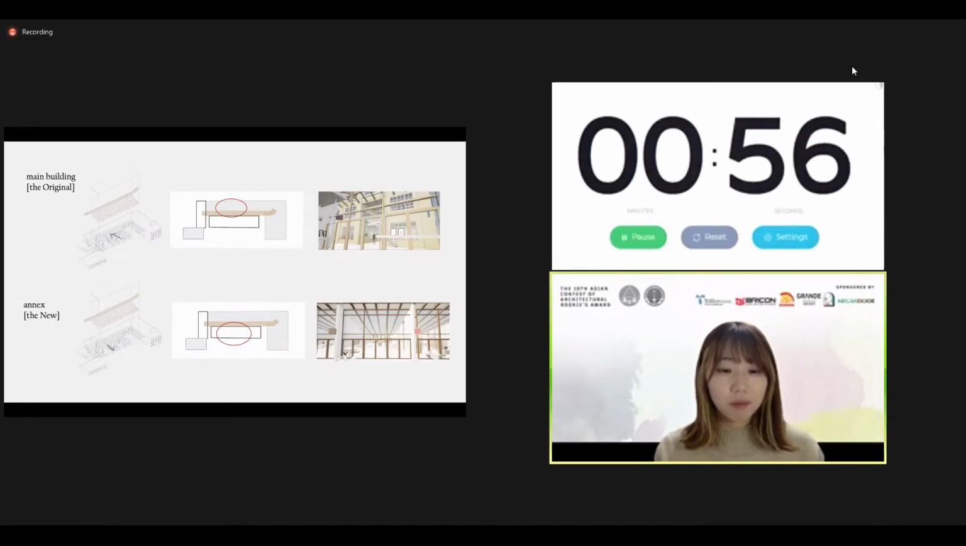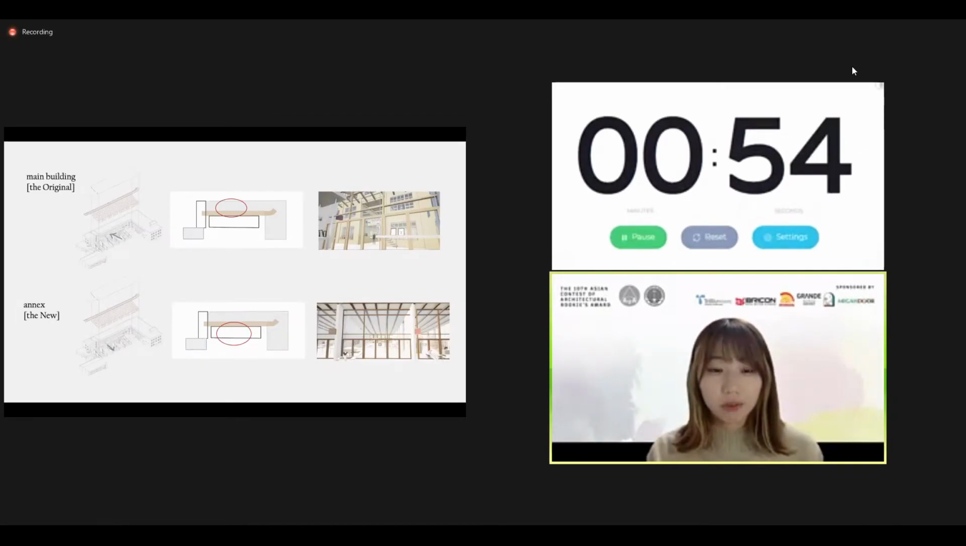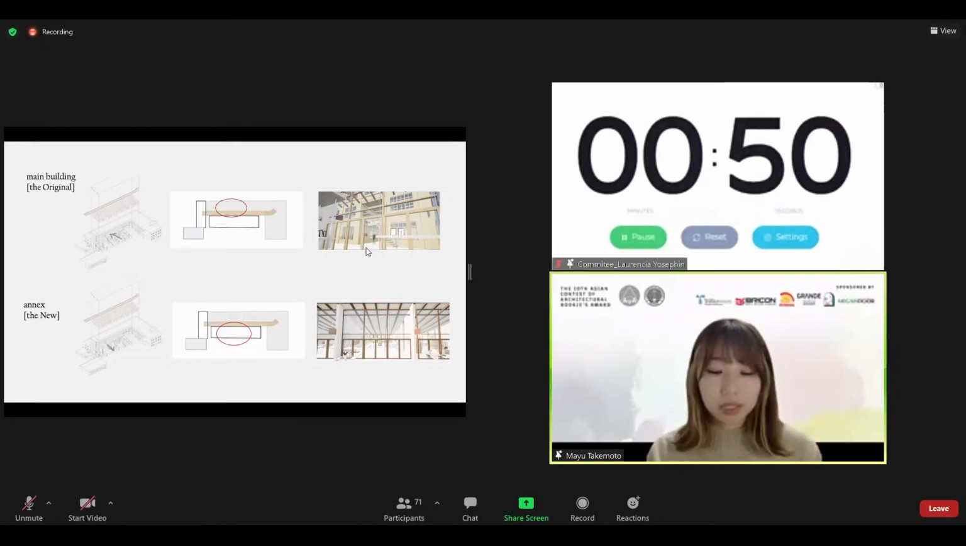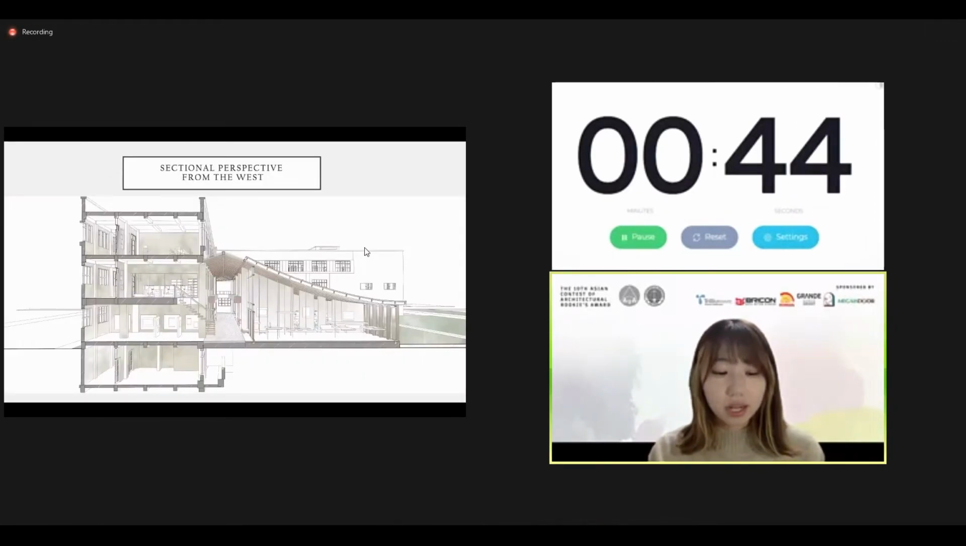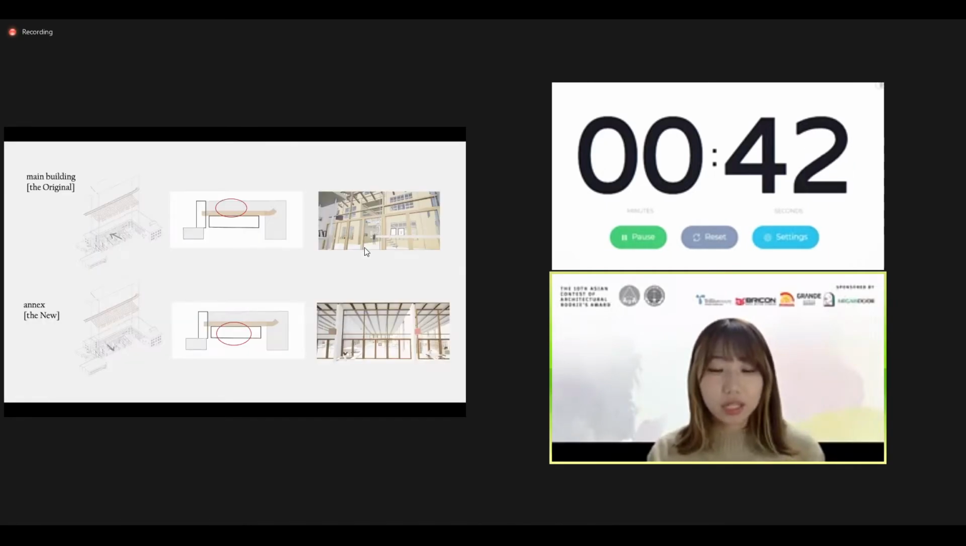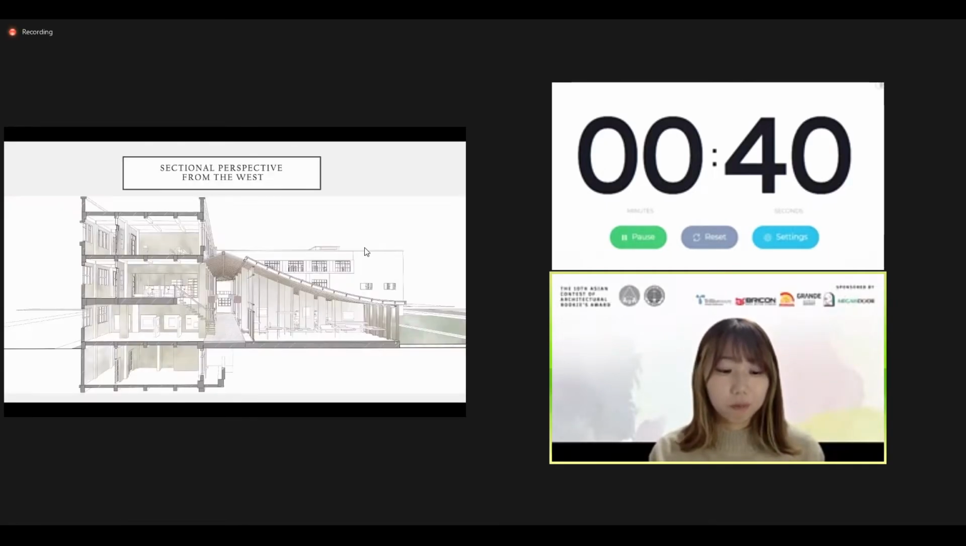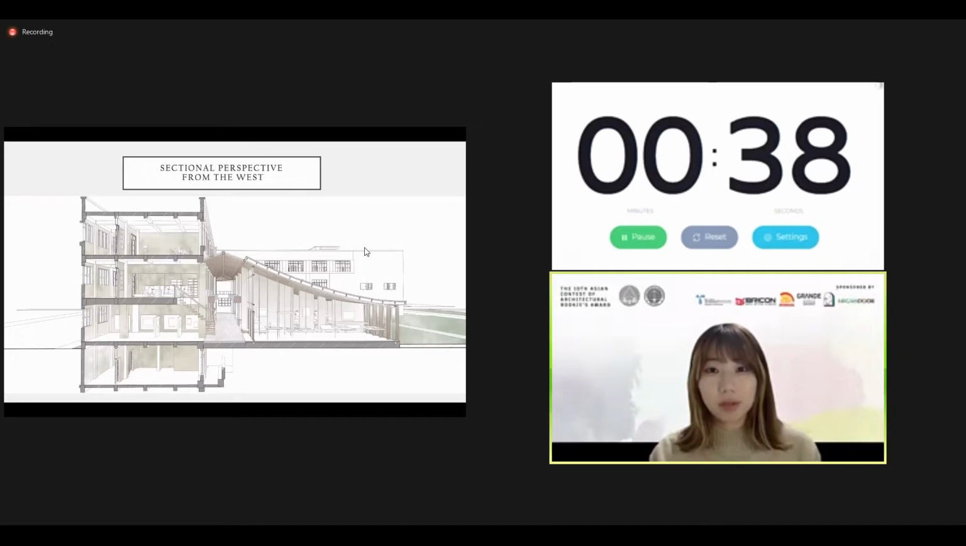The top is the main building. That was the original building. I designed some renovations, like setting back the wall and extending the stairs. The bottom is the annex building. That is the renovated part. This is a sectional perspective from the west.